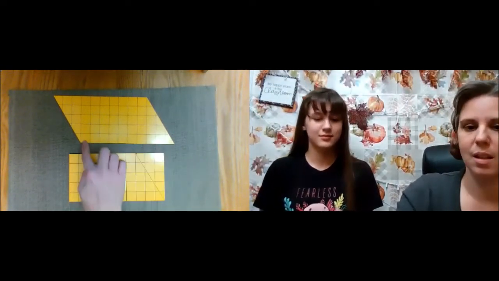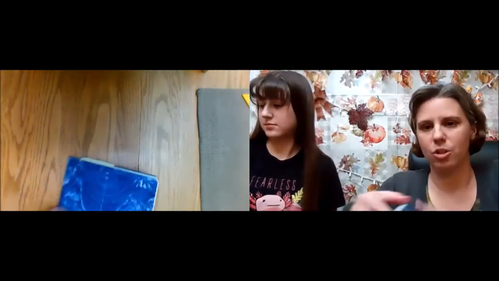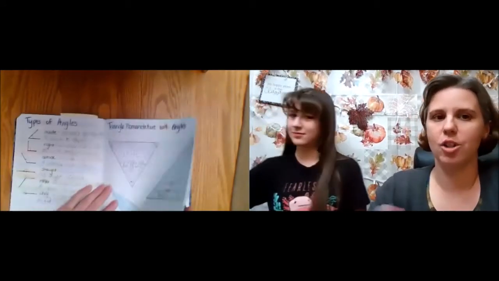Interesting. So the area of a parallelogram is found by counting up the base and counting up the height and multiplying them, just like we did with the rectangle. Okay, Selena, can you slide that out of the way? Let's show you how to do this follow-up in your journal.